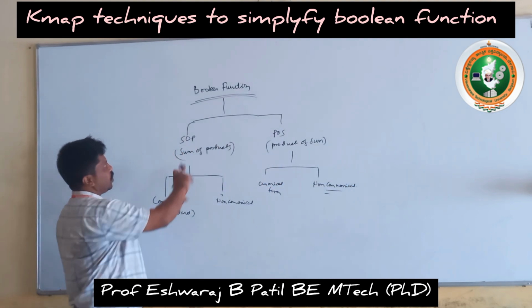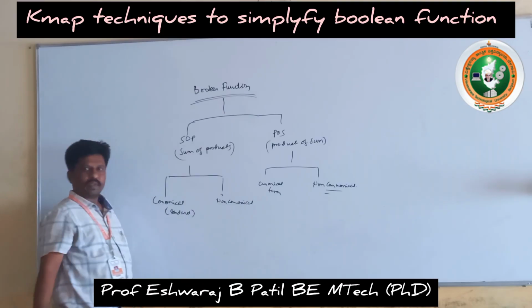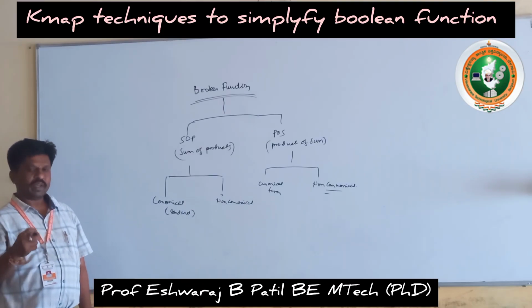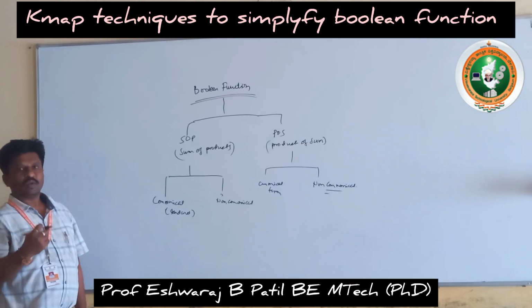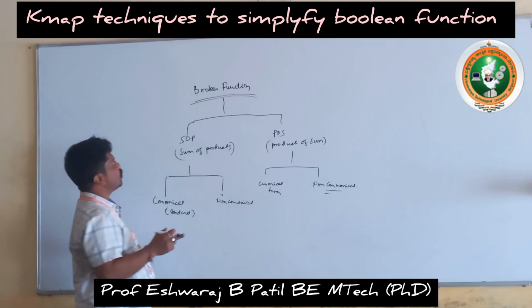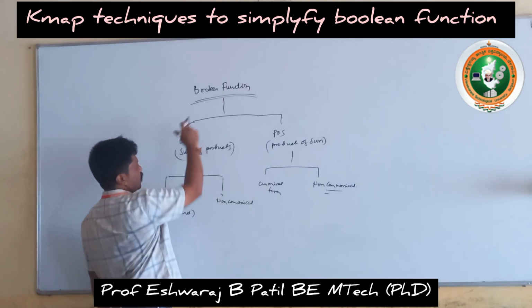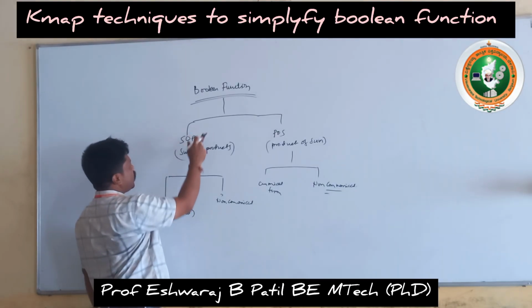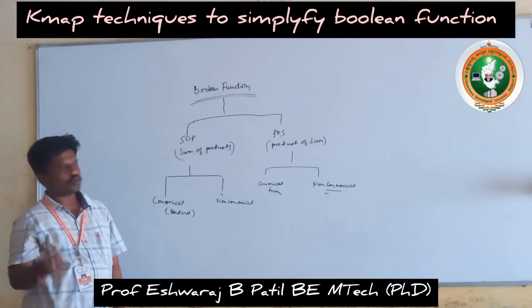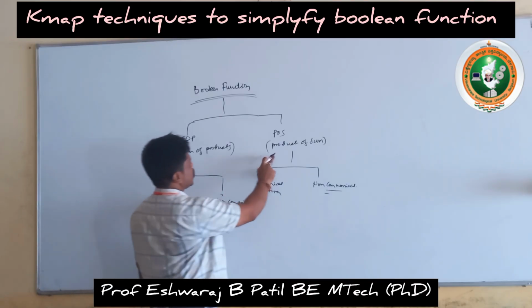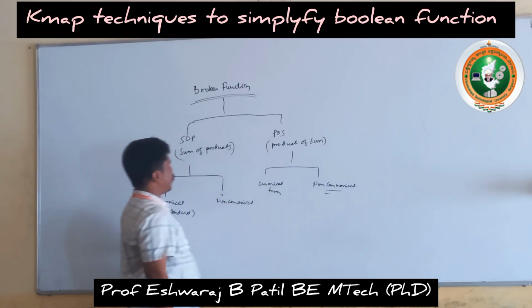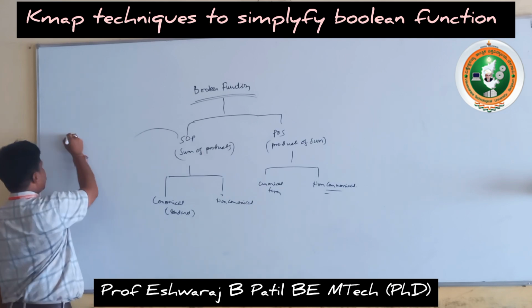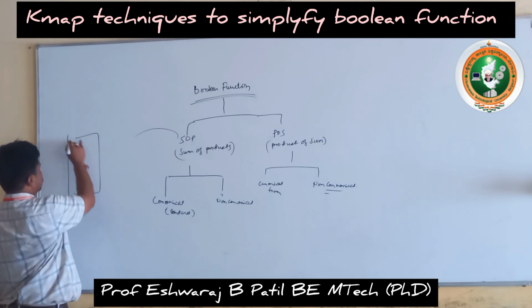One Boolean function we derive from the truth table. Whichever terms have binary value high in the truth table, those are written as terms of the Boolean function. This was already seen in the last class. Now, this Boolean function can be of two types: one is the SOP, the sum of products form, another is the POS, the product of sums form. Here is the truth table.